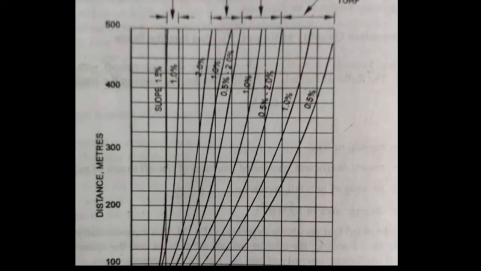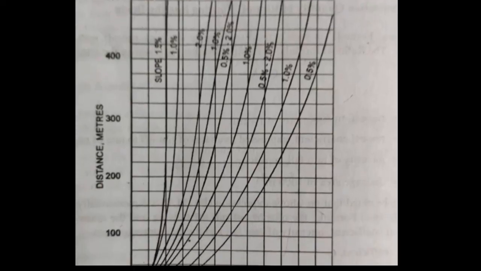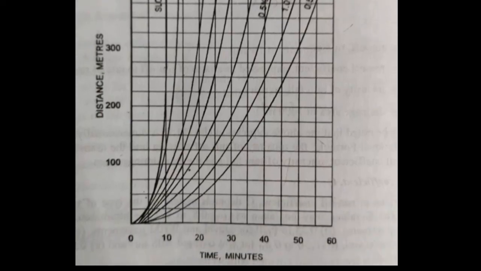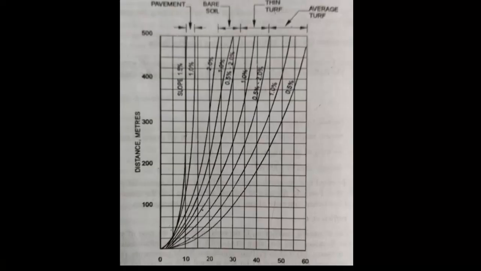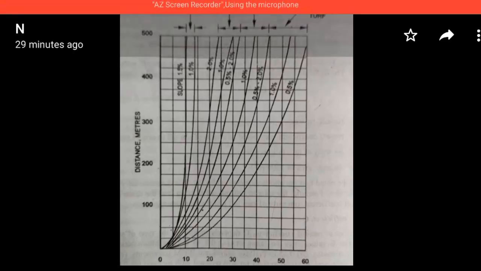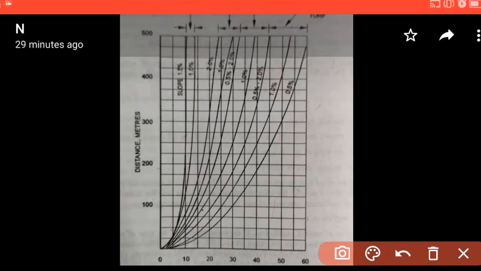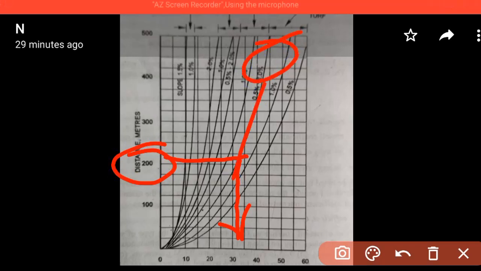So you can calculate for 200 meter from the y-axis, and we can check where it cuts. The line is nearly here. We need to see that for 200 and average turf. So how much is this? It is nearly 33. Hope you are getting for 200 and 1.5%. We have seen this curve and we are getting the time as 33 minutes.